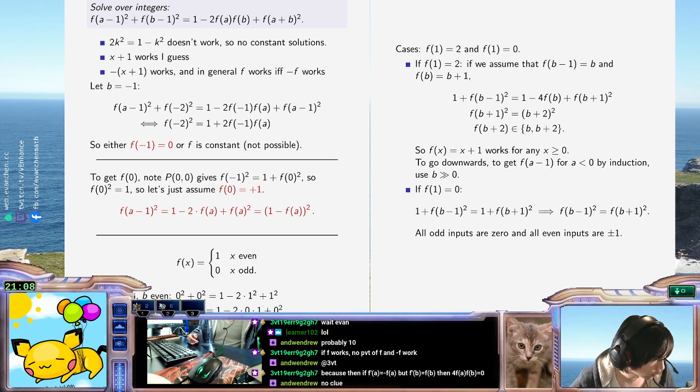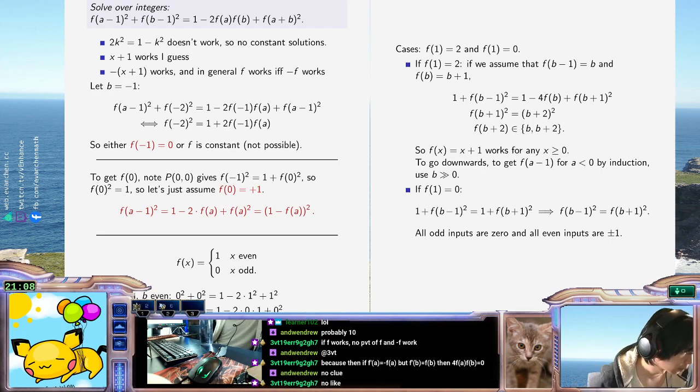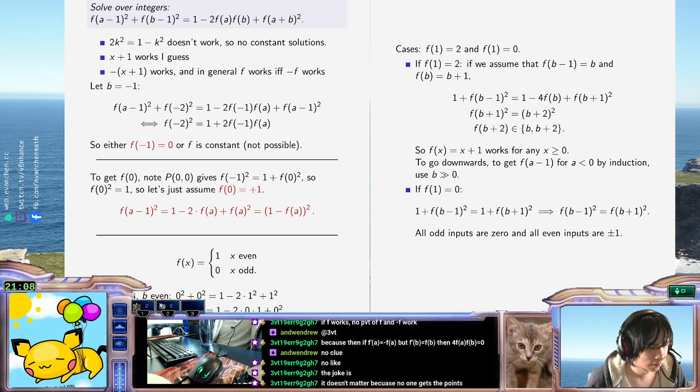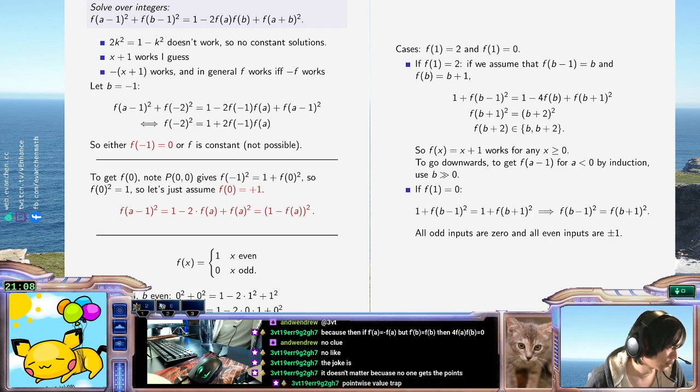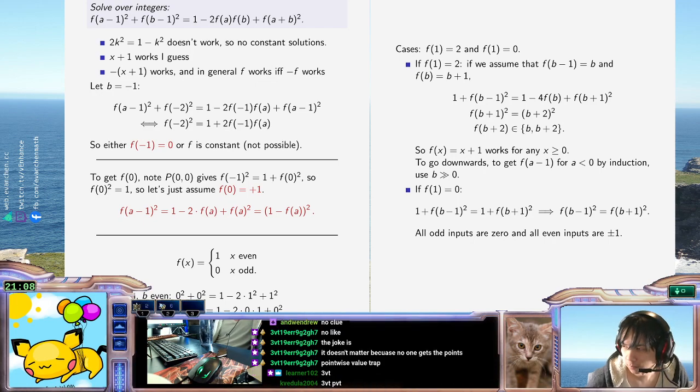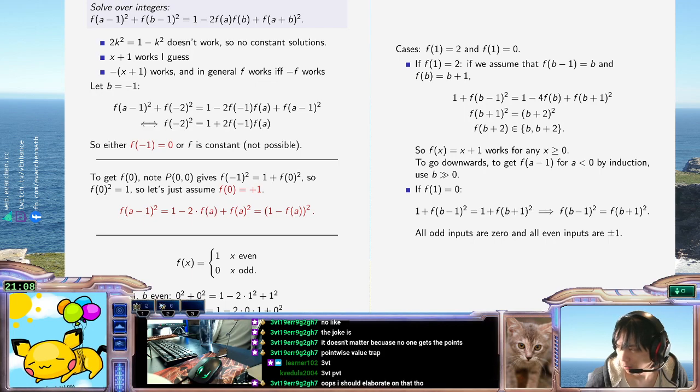No P. No PVT? What does PVT mean? No pointwise value. That's an abbreviation? Jeez. Oh, I guess, yeah, okay.